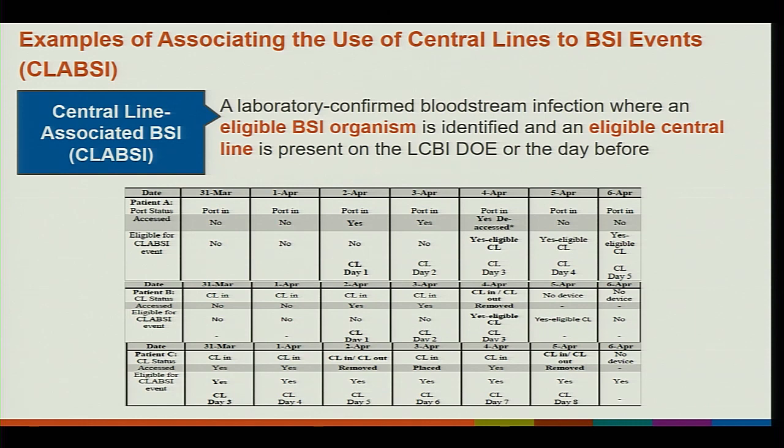This is a snippet of examples from Table 4 and illustrates device association as determined by the presence of an eligible central line on the BSI date of event or the day before. So patient A becomes eligible for a CLABSI on 4-4 because an access port had been in place for some portion of greater than 2 consecutive calendar days, making it an eligible central line on 4-4. The port remains eligible for a CLABSI until it is removed or the patient is discharged, whichever comes first.